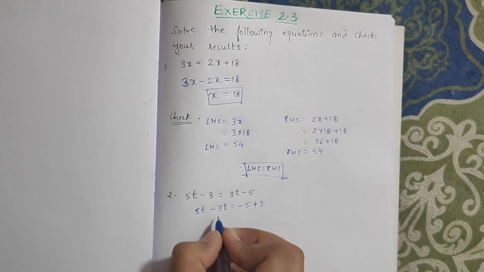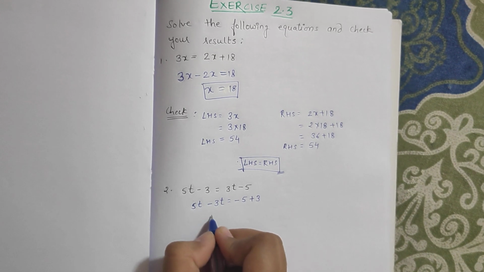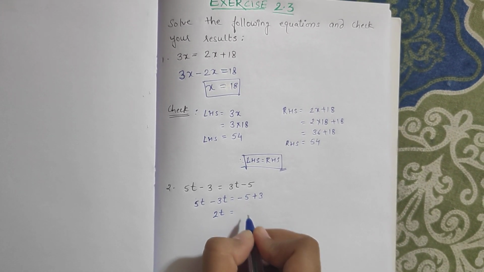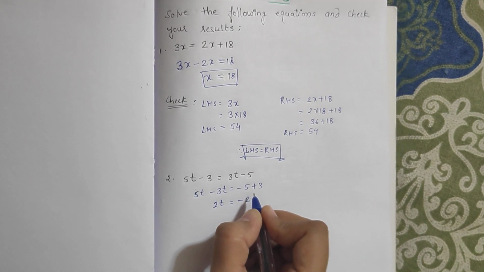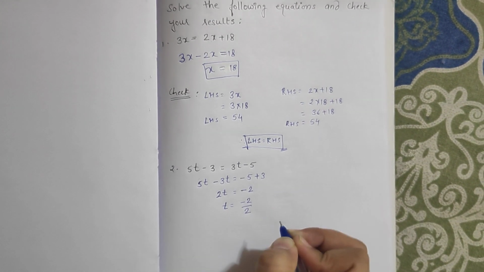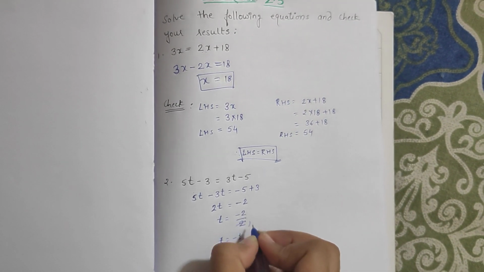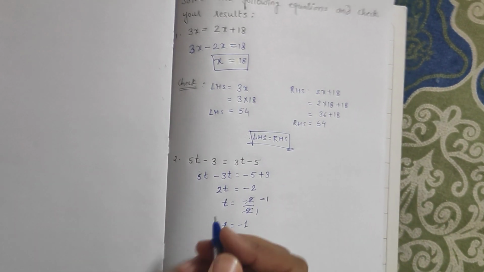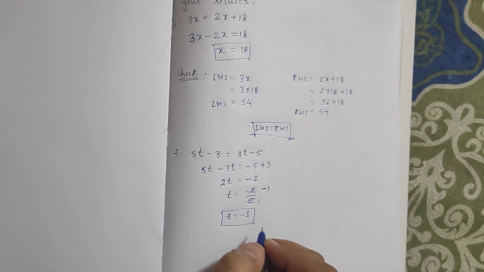Okay, so we'll find 5t minus 3t, that is 2t, is equal to minus 5 plus 3, that is nothing but minus 2. Rules of integers. So what will be the value of t? It will be minus 2 upon 2. That is nothing but we can say t is equal to minus 1. The 2s cancel. This minus sign will be as it is. So here we can say that our solution is t is equal to minus 1.